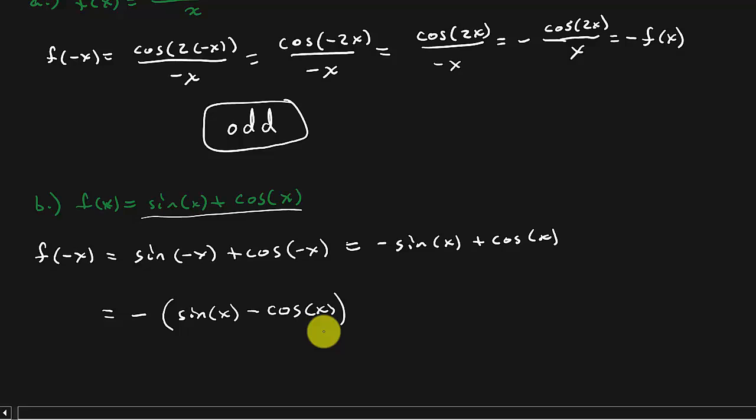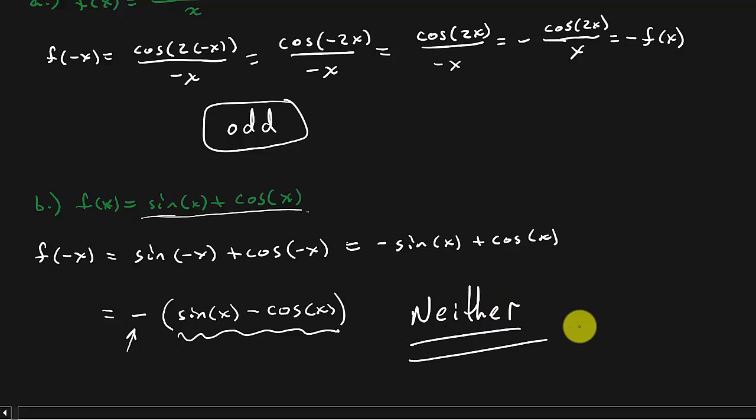All right, so I factored a negative out. There's the negative right there. Now, is this what I started with? No. So I didn't get f of x, and I didn't get negative f of x. So that means this would be neither.